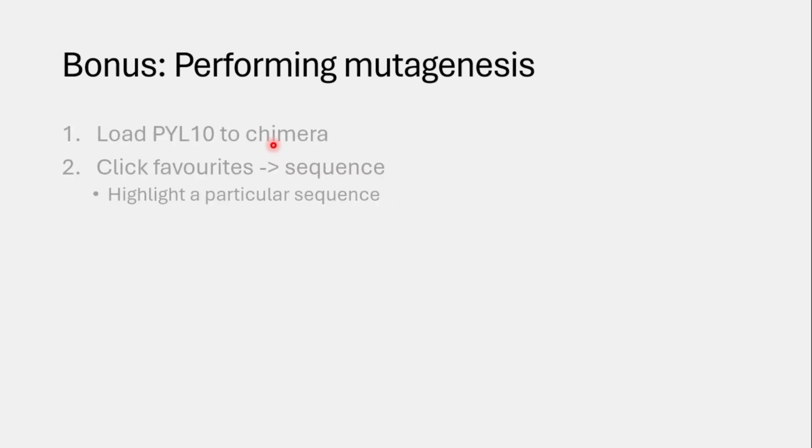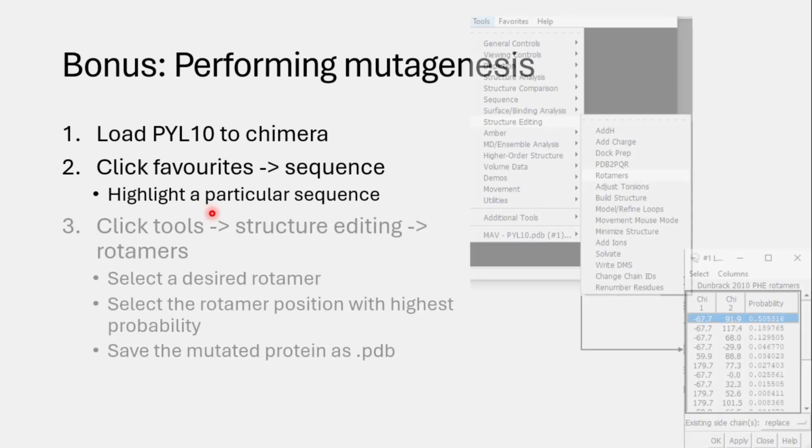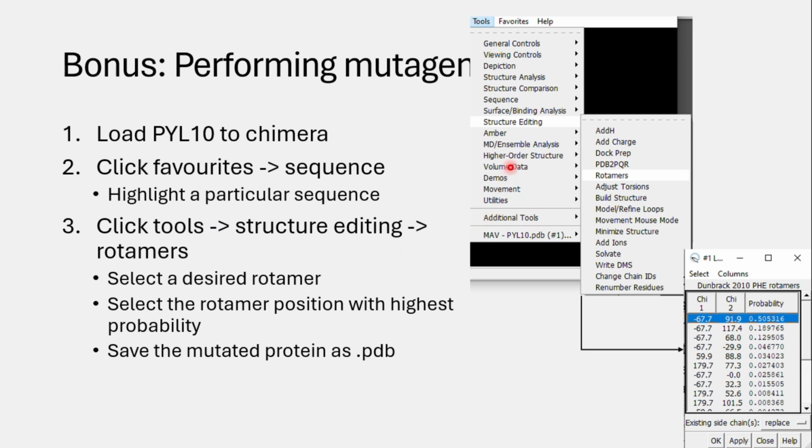Okay, now we're going to finally perform mutagenesis. We're going to load the PYL10 to camera for practice. Let's use the normal camera. We're going to click favorites, and we highlight a particular sequence that we want to manipulate. Then we're going to click tools, structure editing, rotamers. We're going to select a sequence, and then we convert it into a desired rotamer. And then we select whatever substitution that we perform. We're going to select the rotamer with the highest probability, and then we need to save the mutated protein as .pdb. Right? Let's do it.